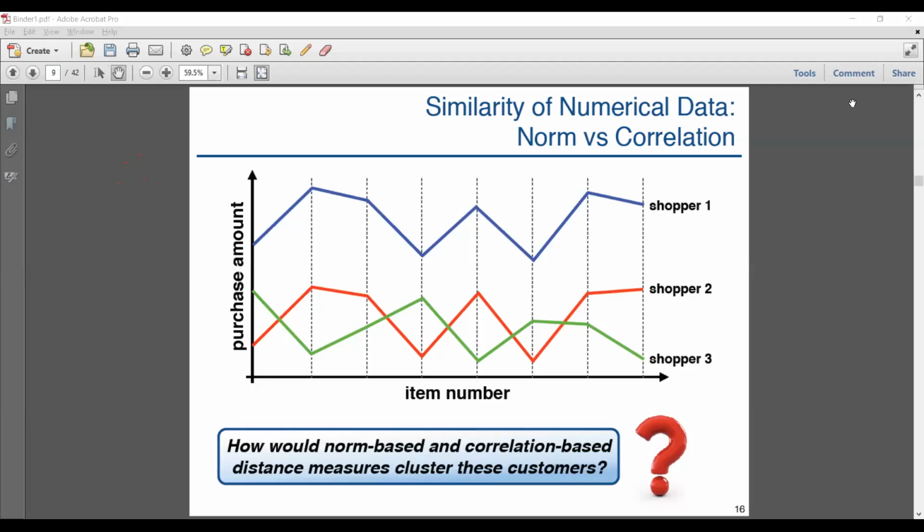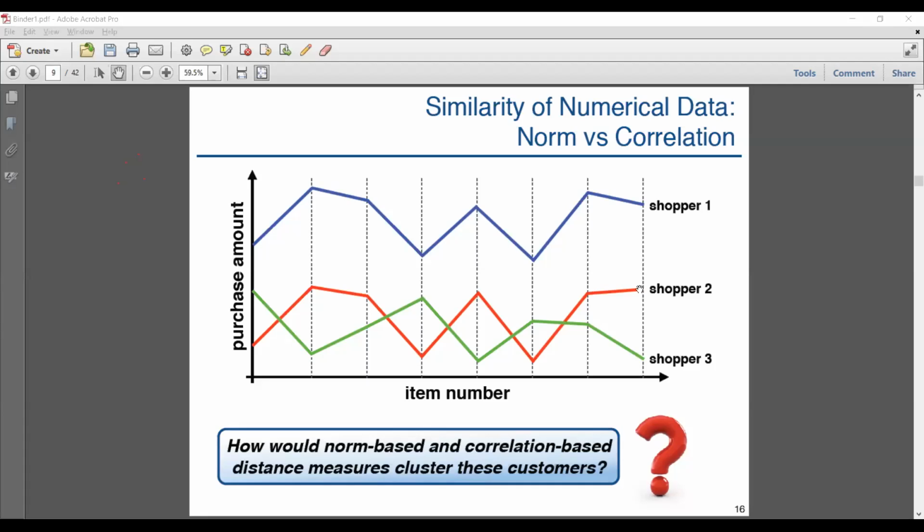Okay, so Usama said shopper one and shopper two. So how are they similar? Usama, can you elaborate on that? उनके पैटर्न की वजह से.